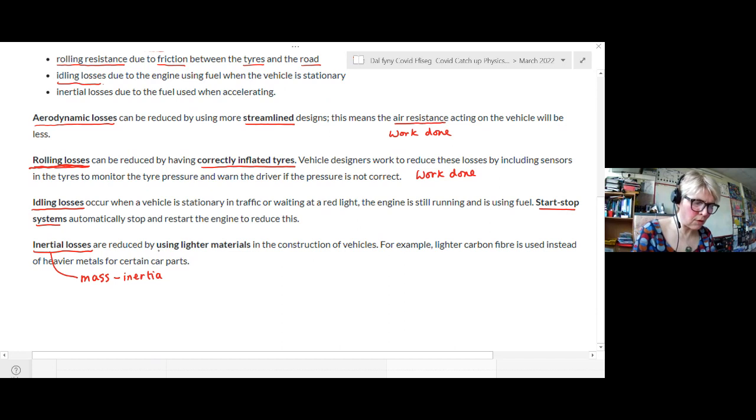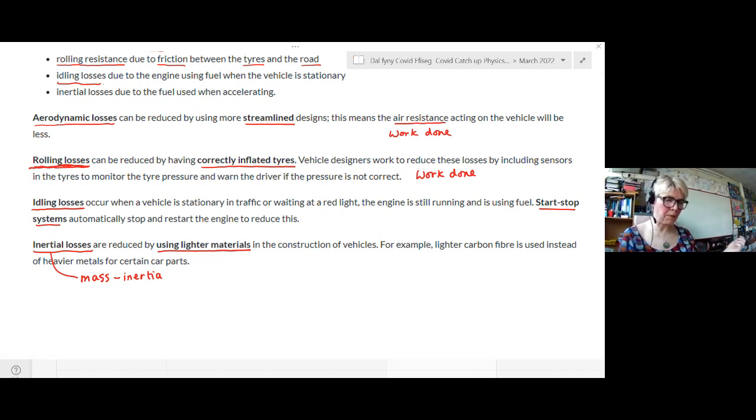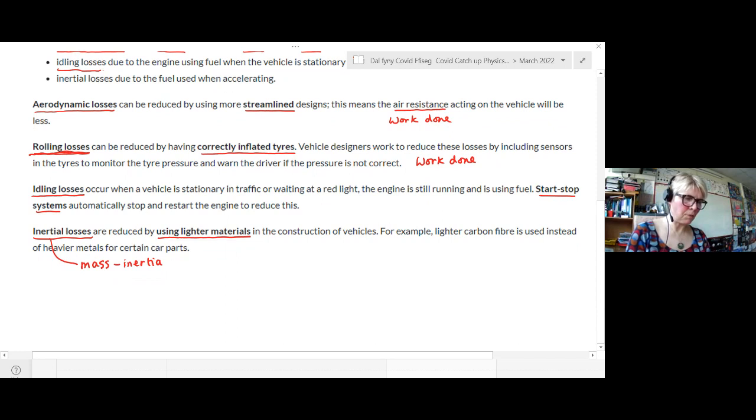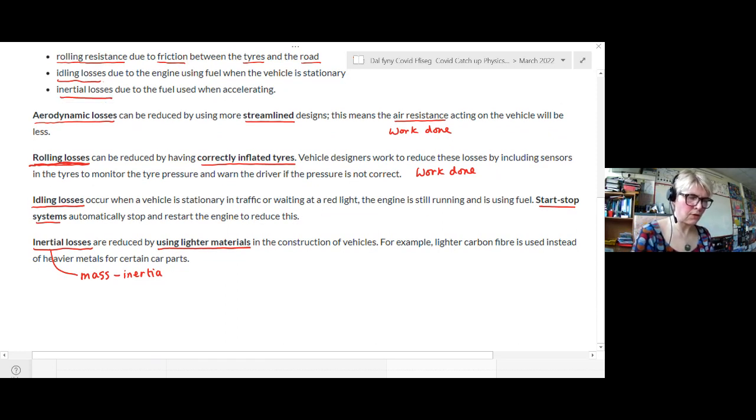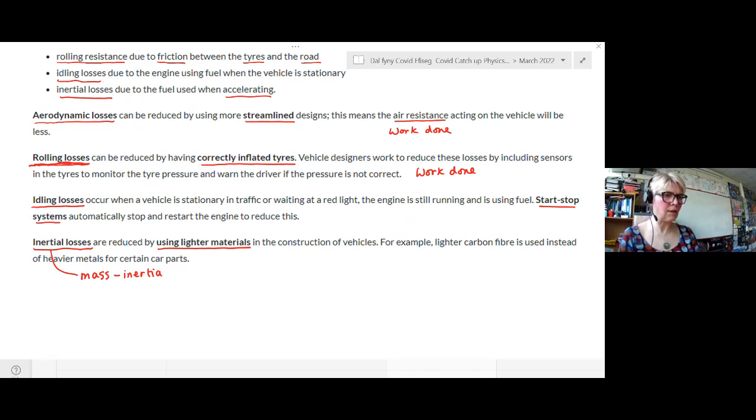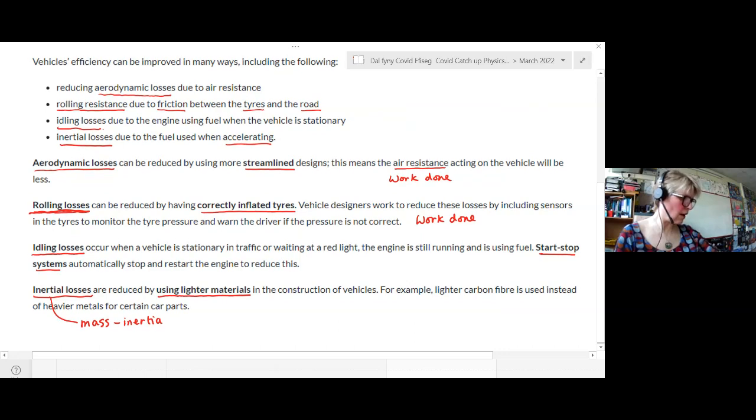All right, and the way we prevent inertial losses because of cars having a mass is we use lighter materials. We can use carbon fiber, we can use polycarbonate, lighter, less dense materials as opposed to mild steel. And that will reduce the mass. These are called inertial losses due to accelerating and decelerating, because all of that energy is being converted into heat energy in the wheels when you're braking. All right, so that addresses the efficiency of a car.